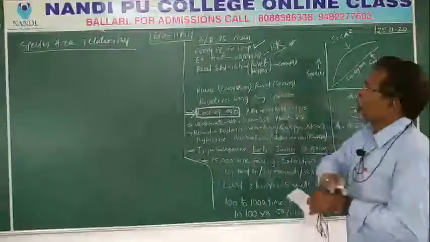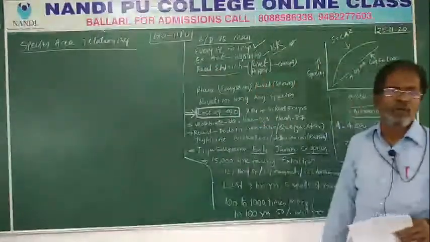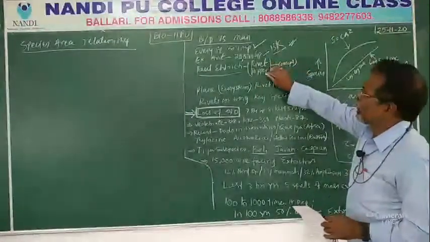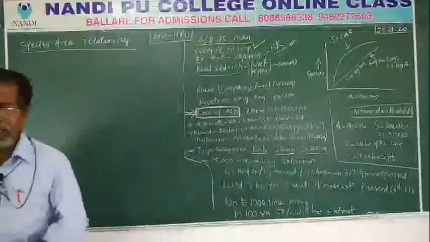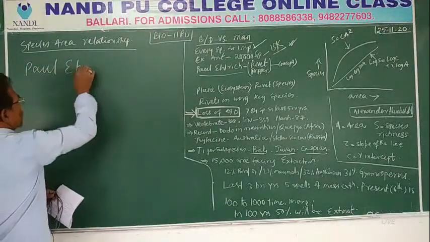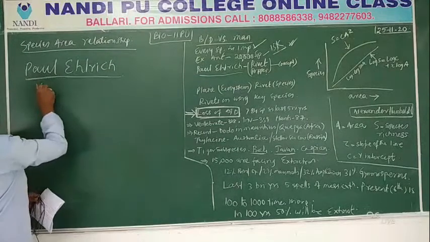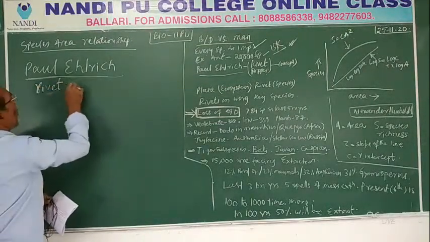In order to prove that, another scientist came, Paul Ehrlich. Paul Ehrlich gave us one beautiful theory, concept, that is the Rivet-Popper theory. His theory is the Rivet-Popper theory.